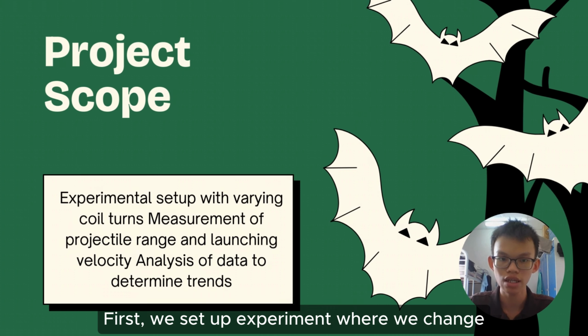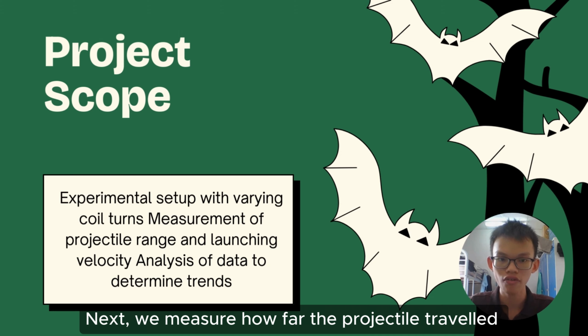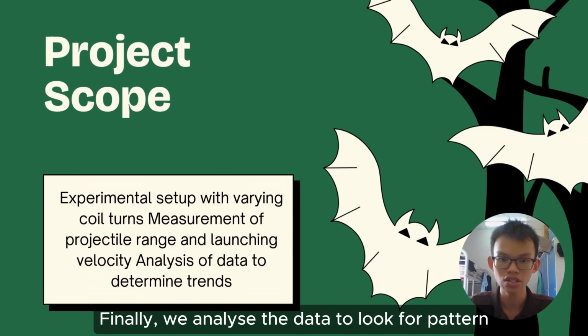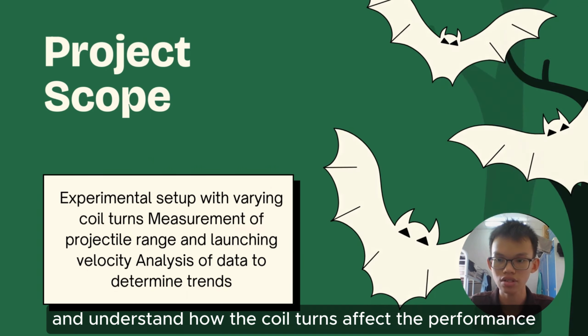Let's talk about the scope of our project. First, we set up an experiment where we change the number of coil turns in the solenoid. Next, we measure how far the projectile traveled and how fast it was launched. Finally, we analyze the data to look for patterns and understand how the coil turns affect the performance.